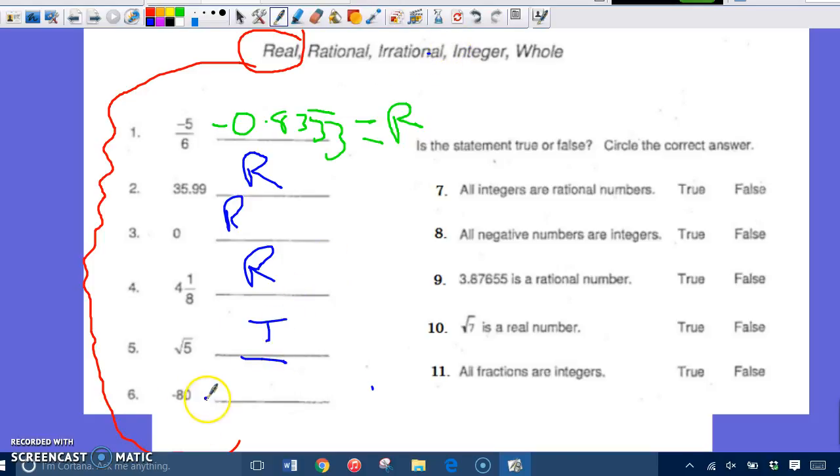I have a negative 80. I'm going to do an IR for irrational because our negative 80 is going to be an integer because you can find this on the number line.